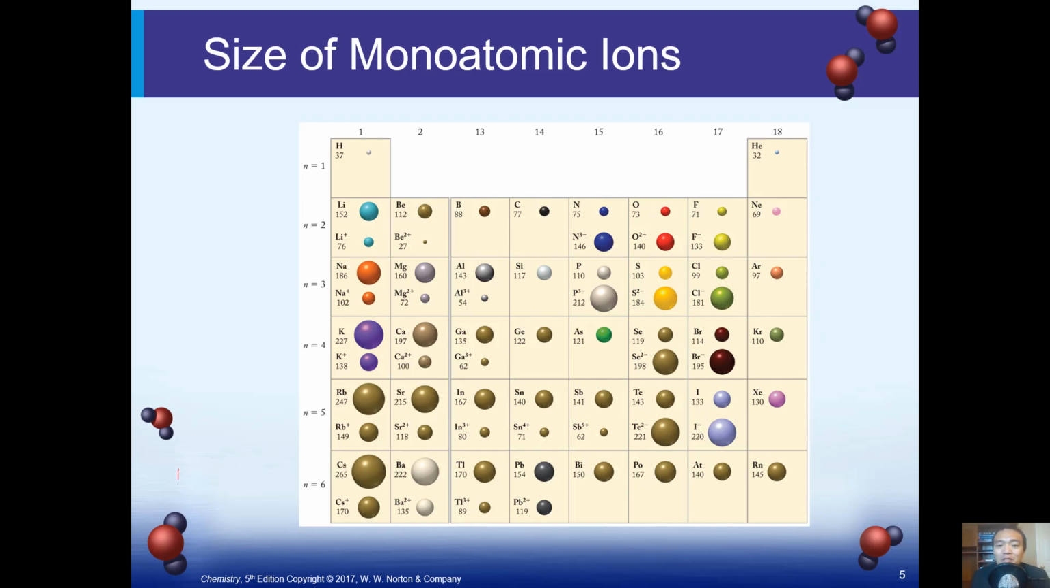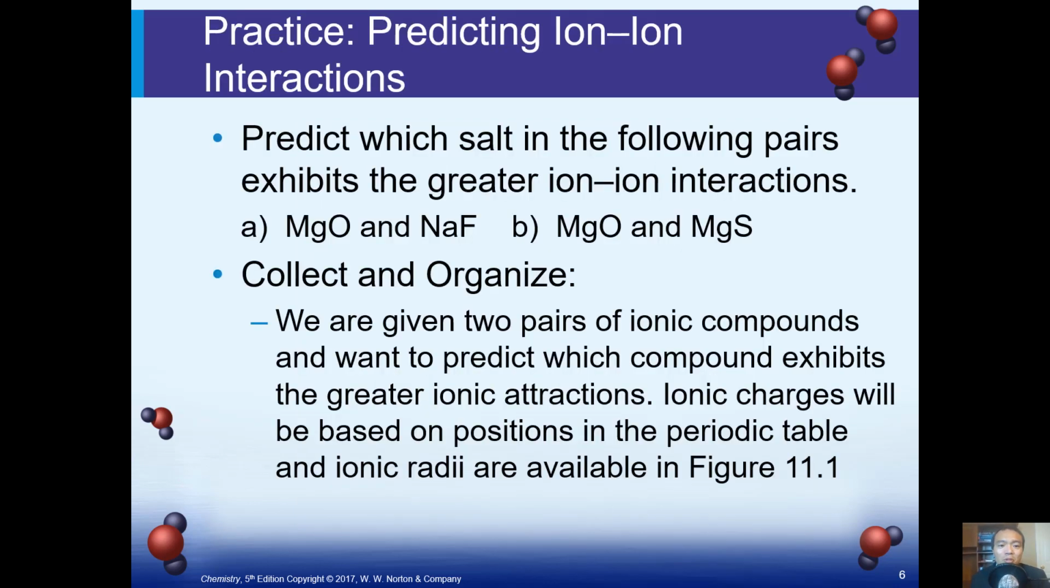So let's look at a couple of examples. Predict which salt exhibits greater ion-ion interactions. So we are given two pairs of ionic compounds. We want to predict which compound exhibits greater ionic attraction. According to Coulomb's law, you have two factors. The first, we always remember, we're going to analyze the charges first, because charges can change really quickly. It can double from +1 to +2, -1 to -2 very easily. But the radii cannot change as drastically.